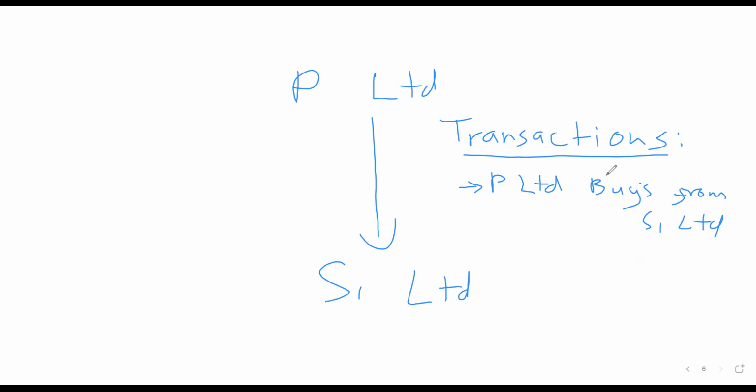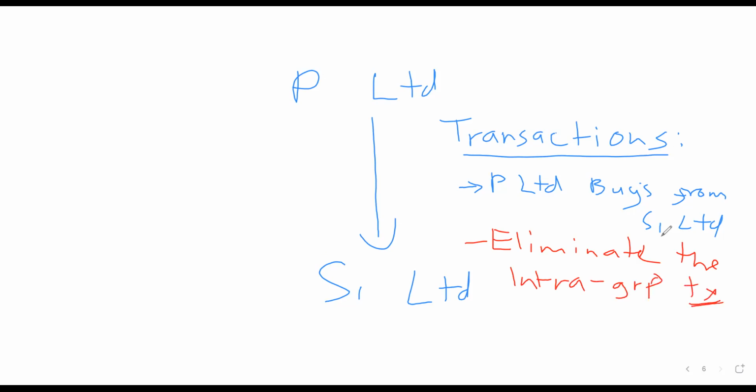When there is an intra-group transaction between P Limited and S1 Limited, where one company in the group is buying from the other, or one company in the group is selling to the other, please take note of this. It's a principle I'll teach you later on in Learning Unit 7, but I thought it's important to put across. When that happens, we have to eliminate the intra-group transactions.